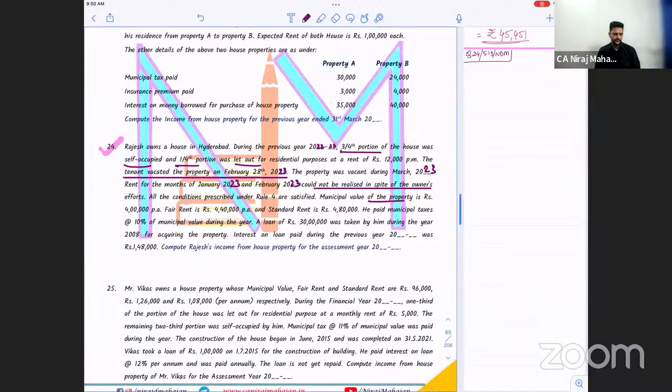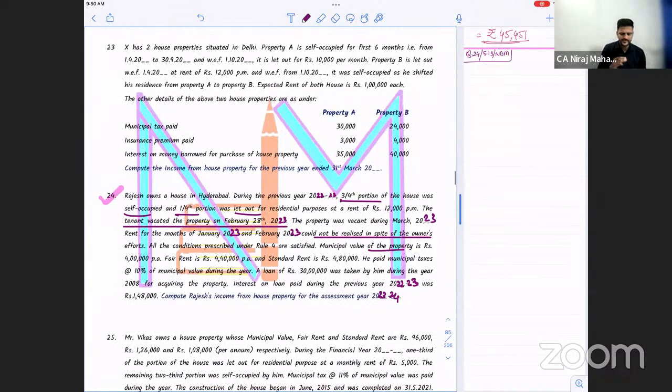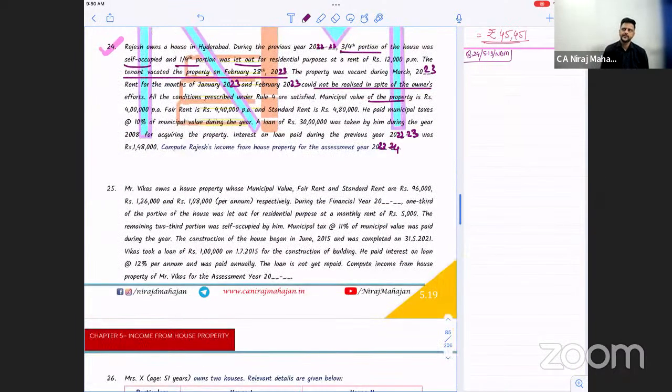A loan of 30 lakhs was taken by him during the year 2008 for acquiring the property. Interest on the loan repaid in the current year was 1,48,000. Compute Rajesh's income from house property for AY 23-24. Calculate, children. Give me NAV. Again, I'll give you the format. Now it is just one single question, one property, but two parts, self-occupied as well as let out. So we'll again make two columns for 3/4 and 1/4. Okay, so computation now.